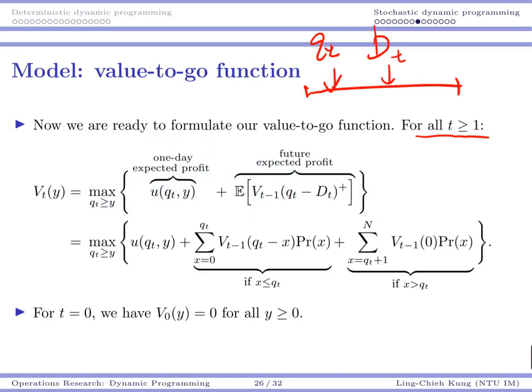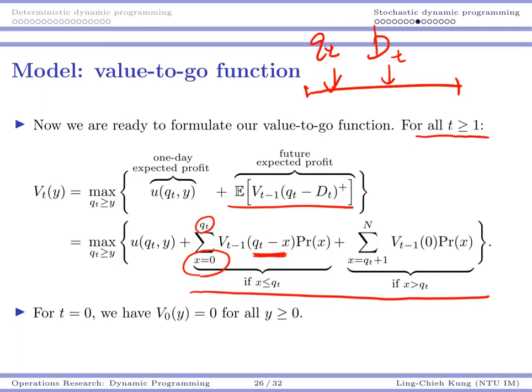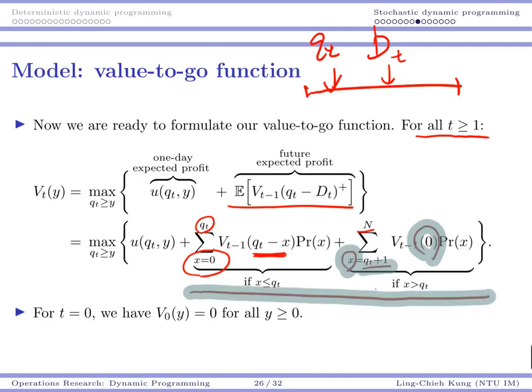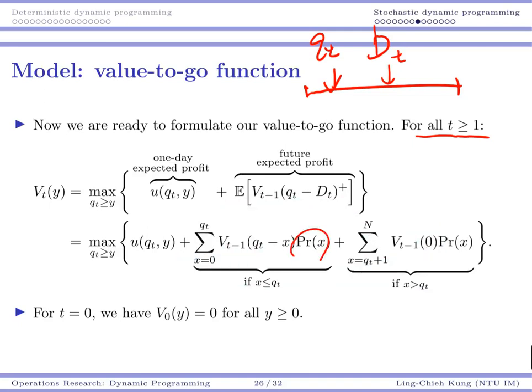So maybe we want to split the whole thing here. Again, your X can be anything. Your demand may go from 0 to capital N. If your demand is less than QT, you are going to get something at the end. You will still have some inventory for tomorrow to use. Or if your demand is so high, then tomorrow you have nothing left. You start with 0. Okay? And again, this is an expectation, so we have the probability for X to do a weighted average of the possible values you have.